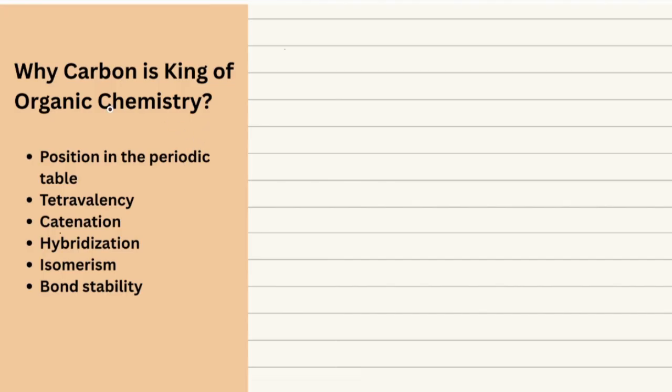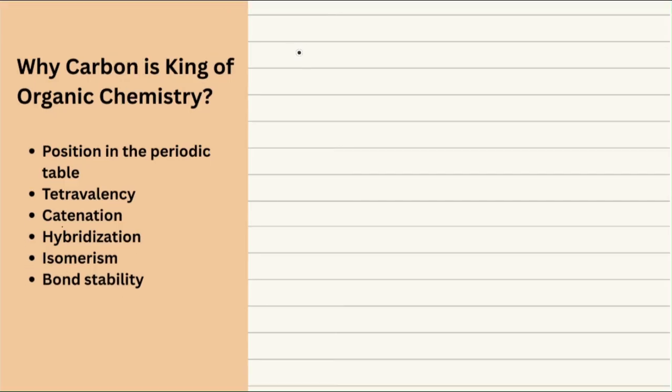The reasons why carbon is the king of organic chemistry are the position of the carbon in the periodic table, the tetravalency of carbon, catenation, hybridization, isomerism, and bond stability. Some of you might not know the terms we have used here, but don't worry, I'm going to explain them one by one.